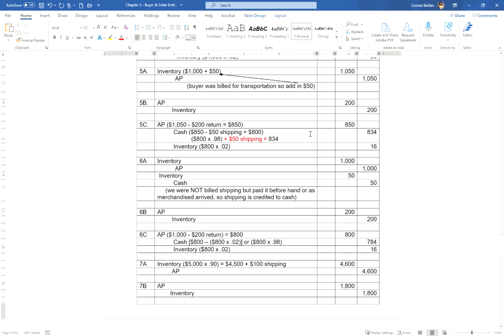Okay, let's take a look at 5A, B, and C. And on this one, we are going to have some shipping costs involved. So let's take a look at 5A and B first.